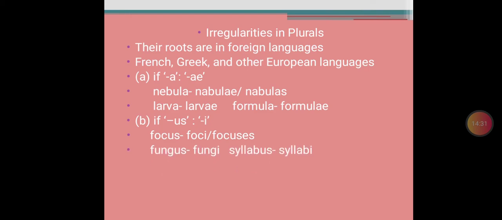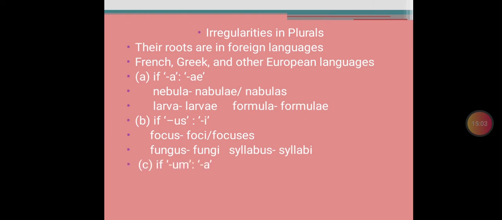Fungus. It is a very well known word to you. The plural of fungus, fungi, F-U-N-G-I. You have a syllabus of your subject, and in one semester there are other papers also. So syllabus should be put into plural form. So what is the plural form of syllabus? Syllabi. Look at the spelling. So that is how. This is also another rule.